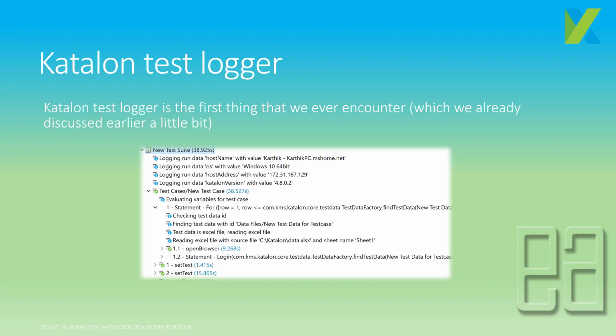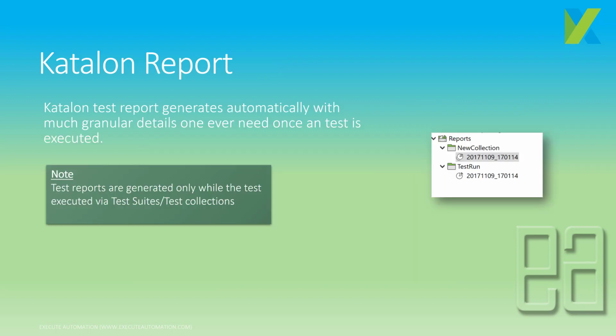test, or if you're going to execute the test and want to see very quickly what's really happening at a high level, you can see that over here on the Katalon test logger. But it's just very high level information. You can use that as a verbose mode where you can see what's really happening behind the scenes. But if you're going to work with the reporting, then you can go with the Katalon reports. So this test report will be generated automatically with much more granular details than one would ever need once a test is executed.